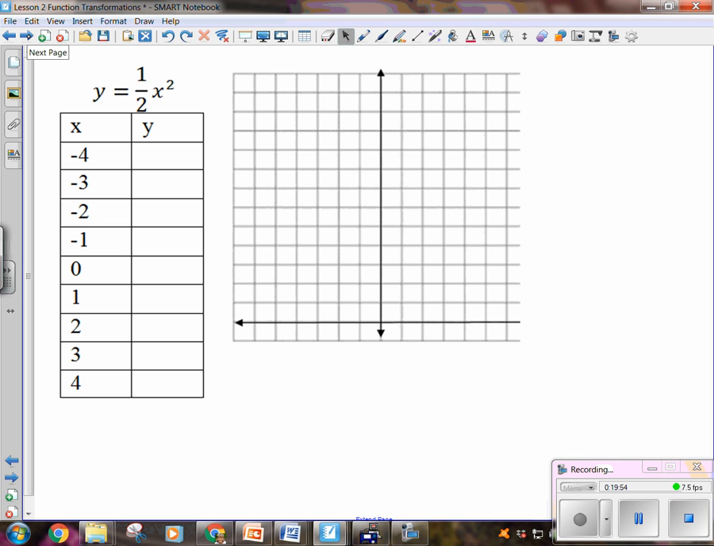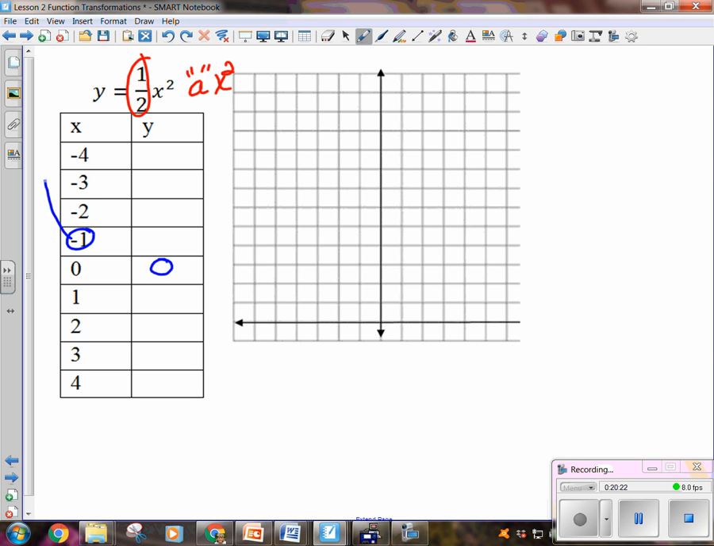All right. Instead of timesing by 2, I'm going to actually do half. So I'm going to do 1/2. So now the a value in front of x squared is going to end up being 1/2. So this graph should only grow half as tall as the last one. Okay, I'm going to start in the center because I know that 0 squared is 0. 0 times anything like 1/2 is 0.